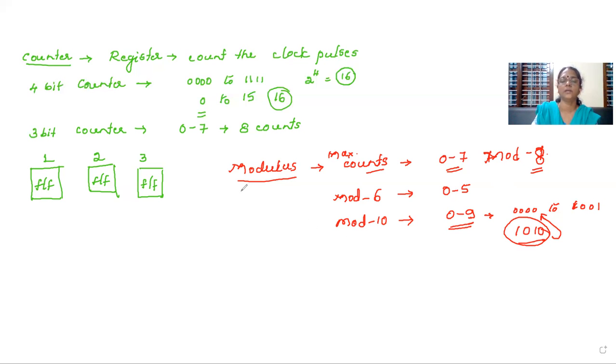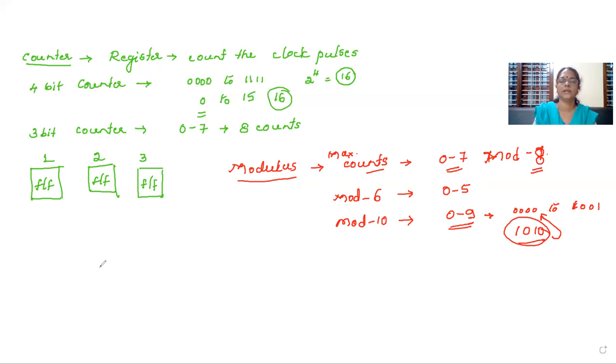Modulus is nothing but the total number of counts which are done using that counter. A mod 6 counter counts totally 6 numbers or 6 pulses. So mod 6 can count from 0 to 5; including 0, it is 6.